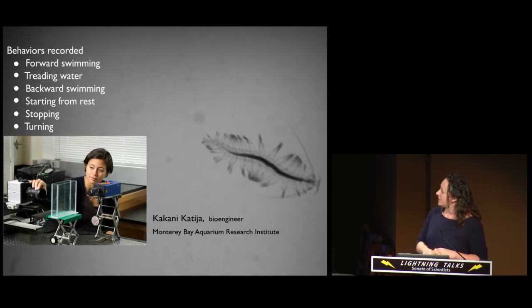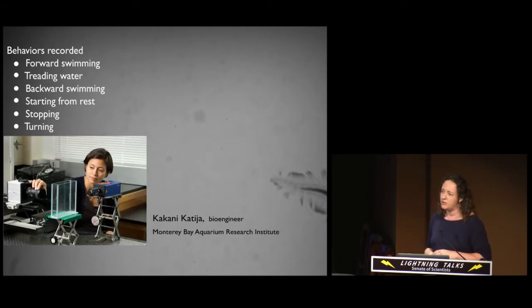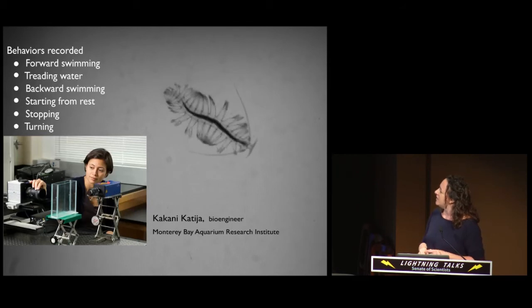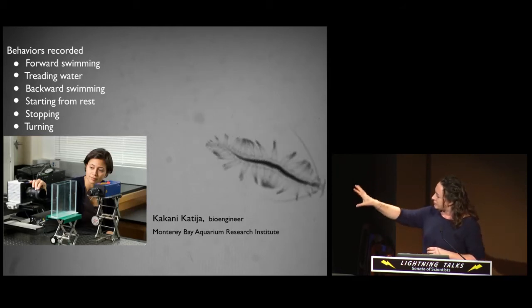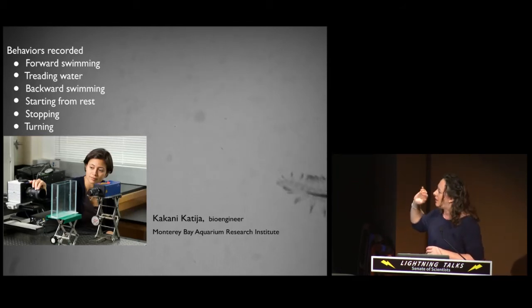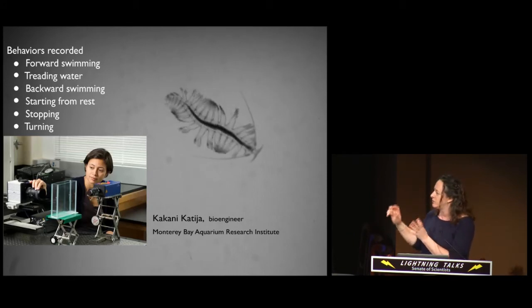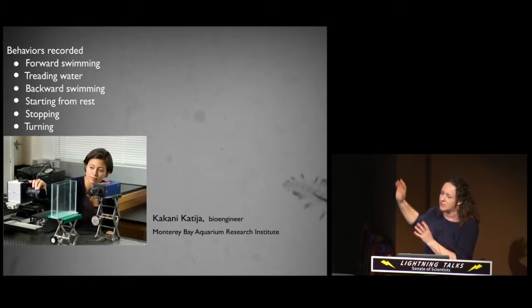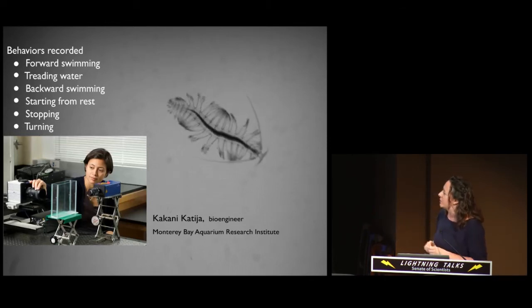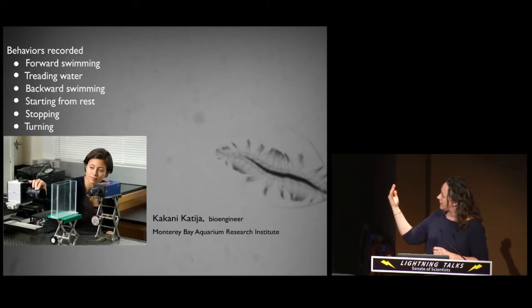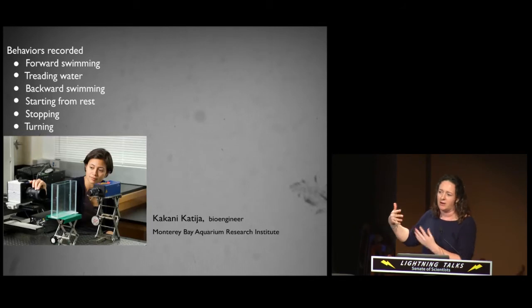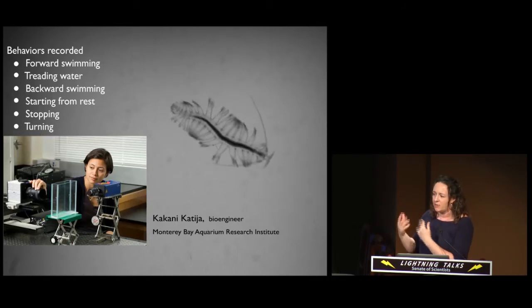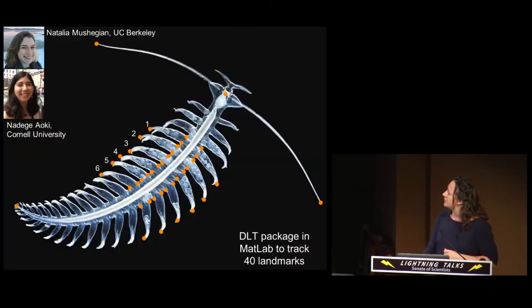So this is Kakani Khatija. She's the bioengineer at MBARI, who's my partner in crime on this project. She has this beautiful setup with a high-speed camera. We have various different photo tanks we use with it and different ways of lighting it so that we can visualize how these animals move and slow it down so we can actually see what's going on. We also have a laser sheet that we can put in there and particles in the water so we can see how the water is moving in relation to the animals.